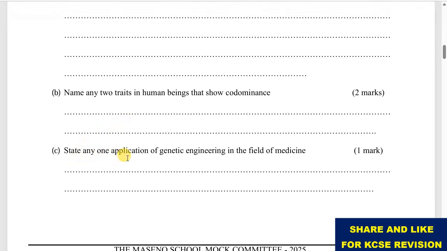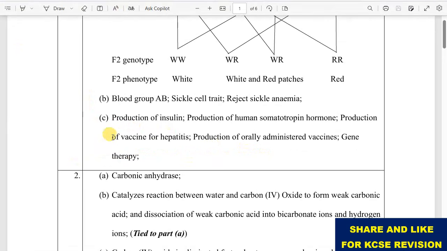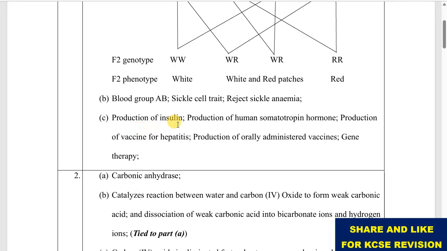State one application of genetic engineering in the field of medicine. Production of insulin, production of human somatotropin hormone, production of vaccine for hepatitis, production of orally administered vaccines, gene therapy.